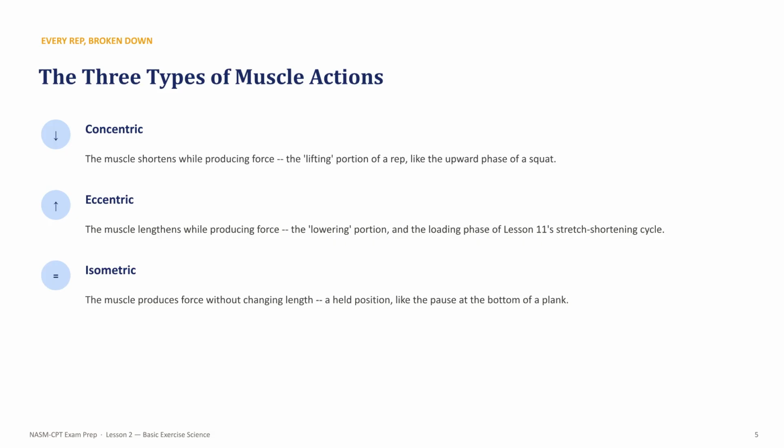If you want a physical way to remember this, picture a bicep curl. Lifting is concentric, lowering is eccentric, and holding at the top is isometric. This is probably the most immediately useful vocabulary in the whole lesson, because it directly explains the tempo variable you'll see in Lesson 13.